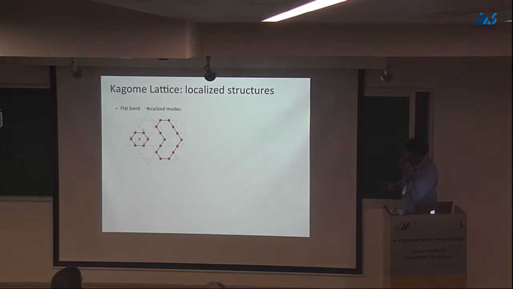So the next question is, as I said, because of those characteristics, you get flat bands. Why do you get flat bands? Because you will see that you have many localized modes of this sort on a Kagome lattice.